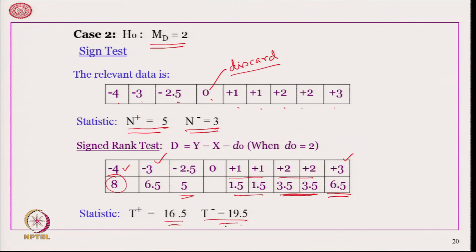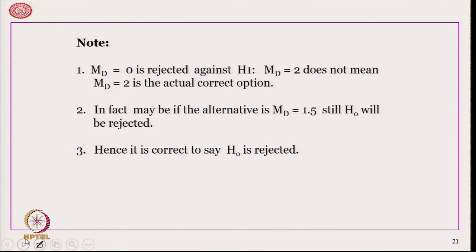19.5. Again, I am not going into the table to check whether we can accept or reject the null hypothesis, but we can see that T plus and T minus are very close to each other. We can say from here that we cannot reject the null hypothesis m d is equal to 2. Note that m d equal to 0 being rejected against m d equal to 2 does not mean that the median of deviation is actually 2. It is only that we are going to reject m d is equal to 0.